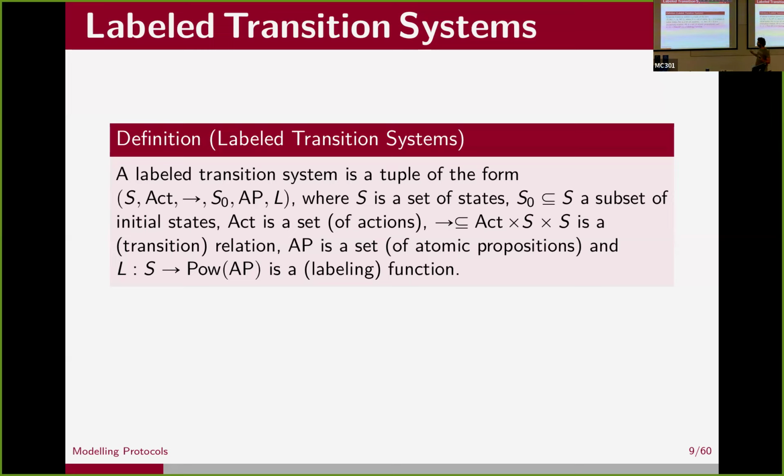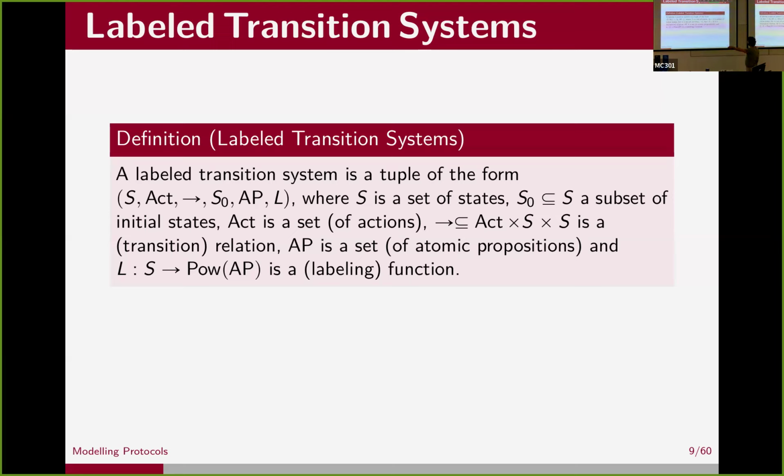But this is what we model to be the transition relation. Then we have another set, which we call AP, which is a set of what we call atomic propositions. These are the labels that we care about, the properties that we care about for the system. But these are just atomic properties that describe the state. And finally, we have to relate these labels with the states that we have.